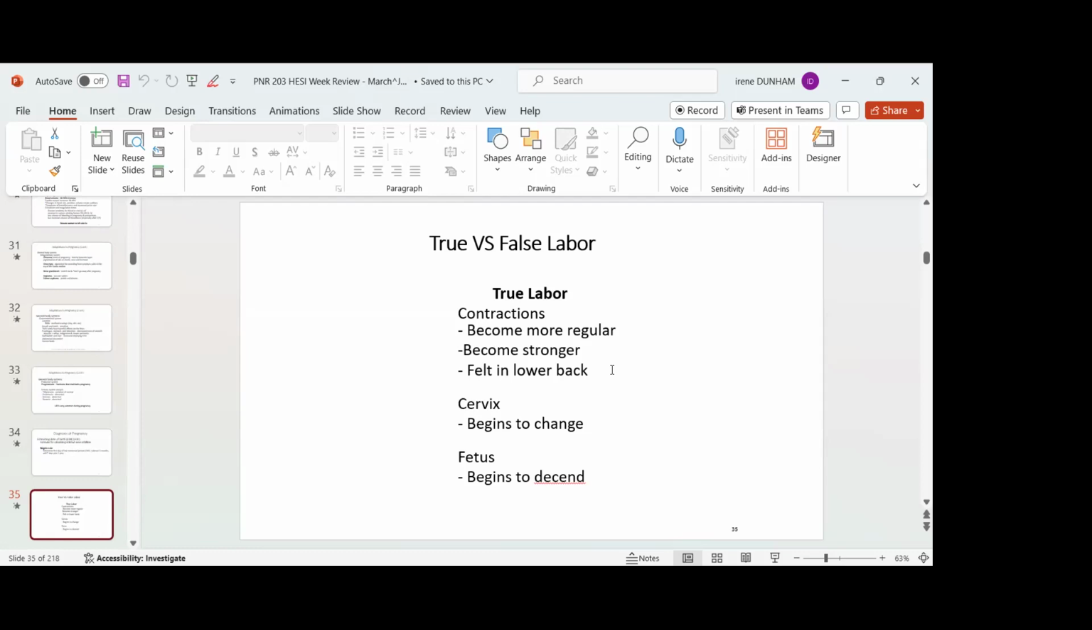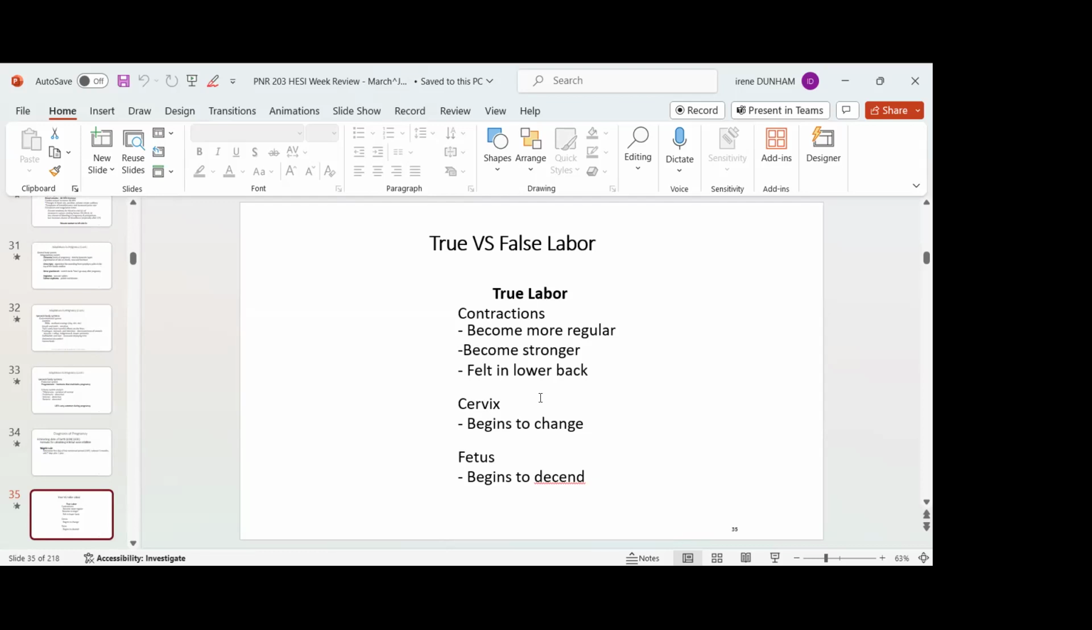to mom's front. Now, in true labor, you know she's in true labor because you have cervical changes: dilation and effacement of the cervix. So when you're triaging, before you send her out walking, you make sure her vital signs are good and the baby's heart rate is between 110 and 160.